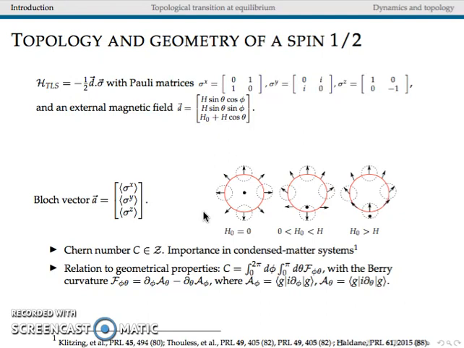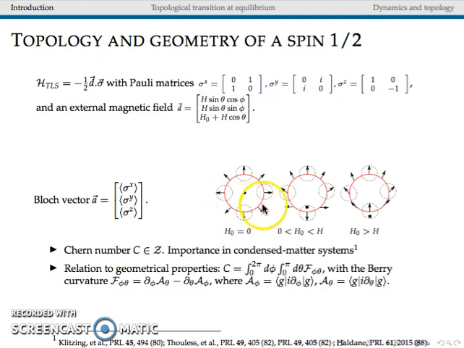For theta equals 0, here, the ground state Bloch vector points upwards, and it progressively rotates when theta changes. At theta equals pi, it points downwards. The important information is that in total the ground state Bloch vector winds once along the dotted circle when the magnetic field winds once along the red circle.